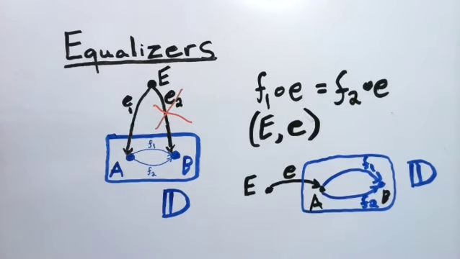Now, if this cone also happens to be a limit over this diagram, that is, this cone is a terminal cone in the cone category over this diagram, then we have what we call an equalizer. We'll write down the definition in a second, but that means that an equalizer is a limit over a diagram with two parallel morphisms in it.